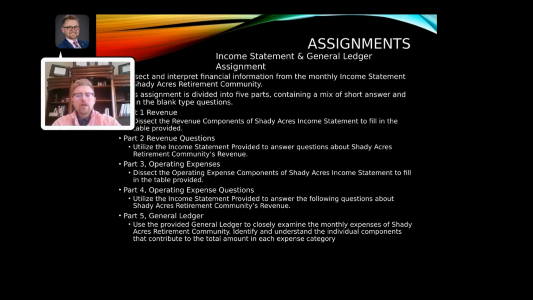It should help you guys go through the income statement, get a little more comfortable with the income statement, understanding revenue is on the top. Then you're going to have your labor related and other operating expenses, fixed expenses, things like that. And then part 5, you're going to look at the general ledger to help understand and more closely examine the transactions that made up that expense category that you identified.